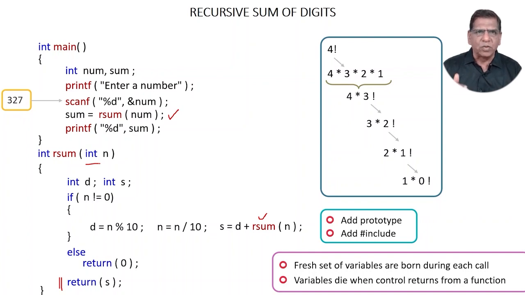Secondly, the variables would die when you return from that call. You land into a function, you create variables. When you go back from that function, the variables would die. They would cease to exist. They would vacate space in memory.